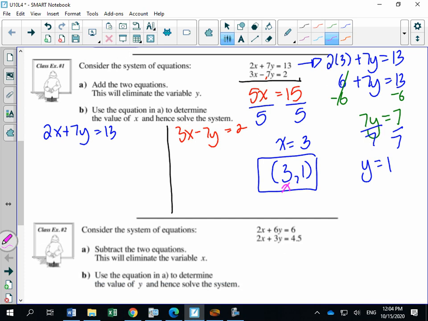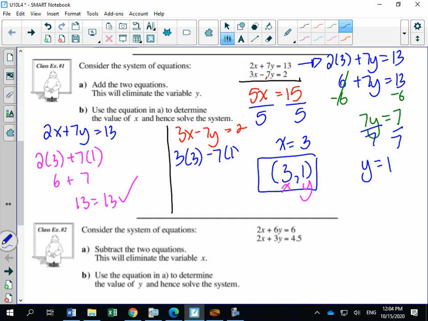So x is 3, y is 1. So 2 times 3 plus 7 times 1. 2 times 3 is 6, plus 7. 6 plus 7 is 13. It verifies in my first system. Plug it into your second system, see if you got the same answer. Does it get 2 on the right-hand side? So 3 times x, which is 3, minus 7 times y, which is 1. 3 times 3 is 9, minus 7. 9 minus 7 is 2. Left-hand side equals right-hand side. It verifies.